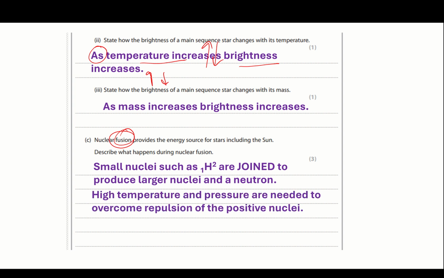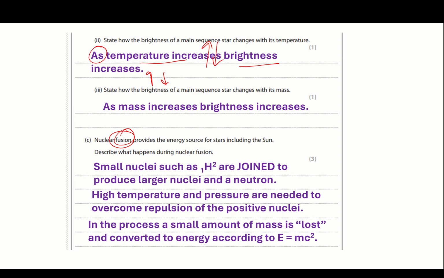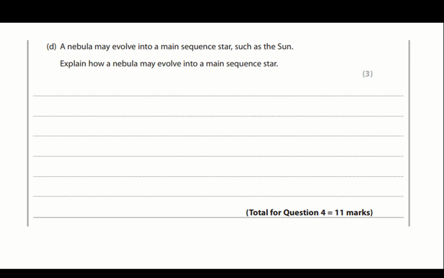High temperature and pressure are needed, because the nuclei are positively charged. They don't want to be near each other. So we've got to have a ridiculously high temperature and pressure to squeeze them together and overcome that repulsion. And in the process, a small amount of mass is lost and converted to energy according to E equals mc squared. Now, this isn't exactly the same as the mark scheme. Obviously, I'll give you that to mark your paper. I think this is a nice answer to just always use. On to the next one. You've done this to death and you're brilliant at it.